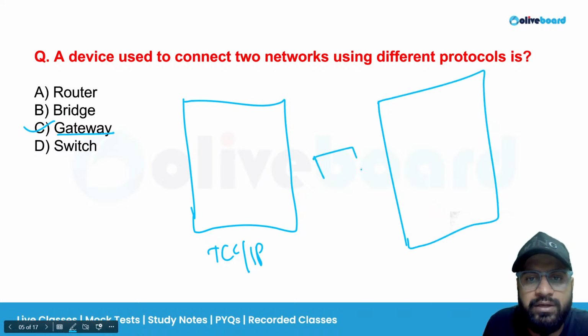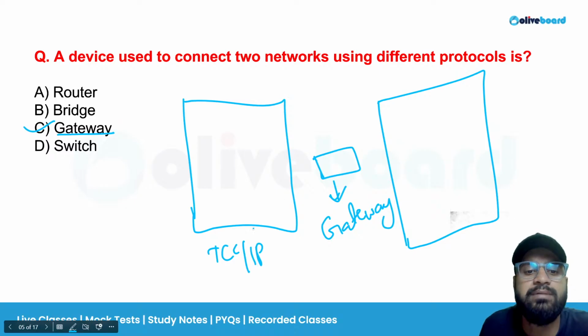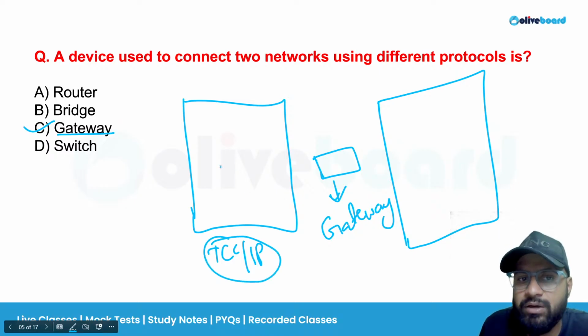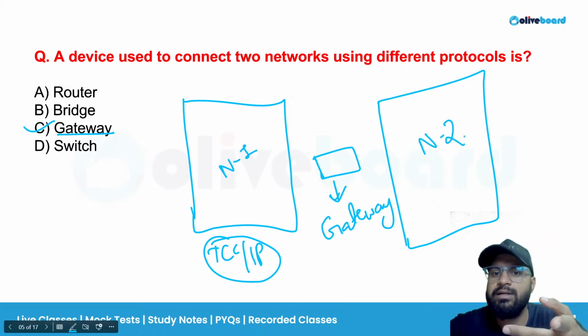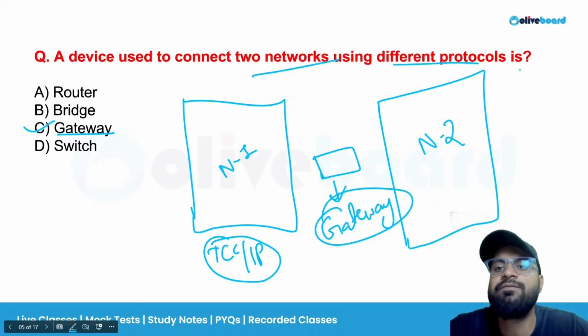So in between, which network device will we use? A gateway, which will convert the protocols. This means the protocol we are using in network 1 will be converted into the other one. So to connect these two networks, we will use a gateway here. Different networks with different protocols, so we will use a gateway.